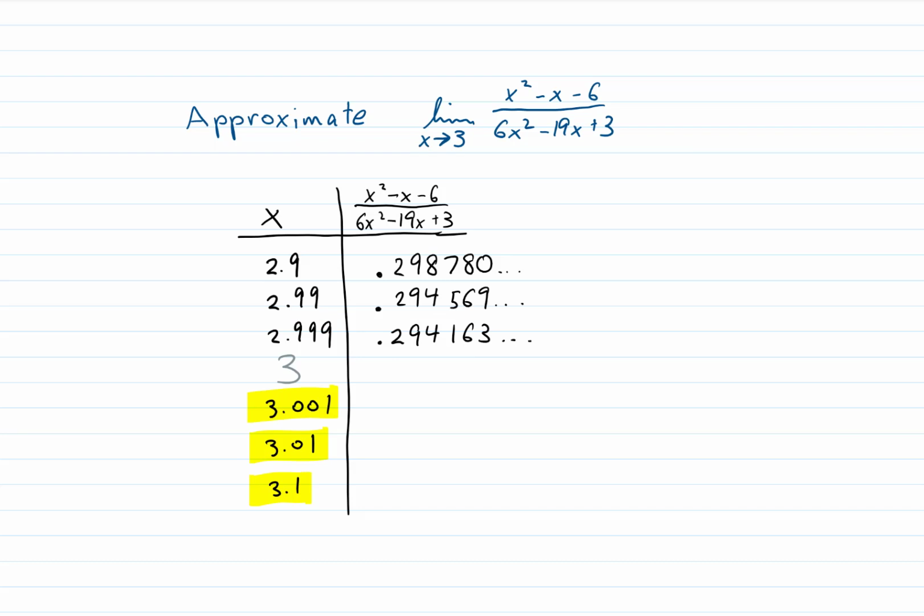Okay? For 3.1, when you plug it in, you're going to get something like this, 0.289773. 3.01 is going to give you 0.293669. And 3.001 gives us 0.294073. So let's look at that table of values.